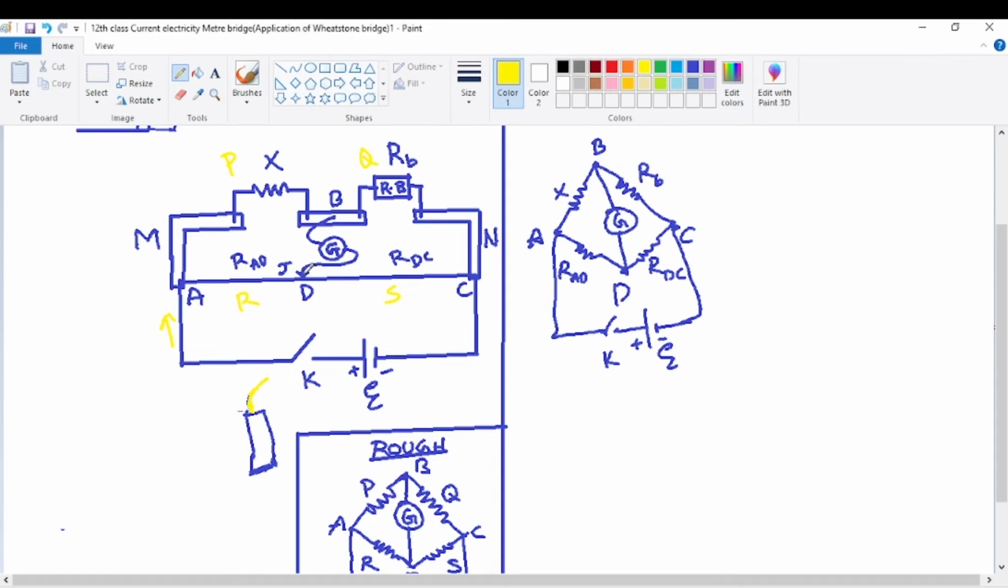When the jockey J was at A, current was flowing from the jockey to B through the galvanometer. Now when the jockey is pressed here at C, current will flow from B into the jockey. That means the downward direction. So the galvanometer will show opposite deflection. This way we can check whether all the connections are made correctly. Theoretically, by pressing the jockey at the left hand and right hand, we get opposite deflections.